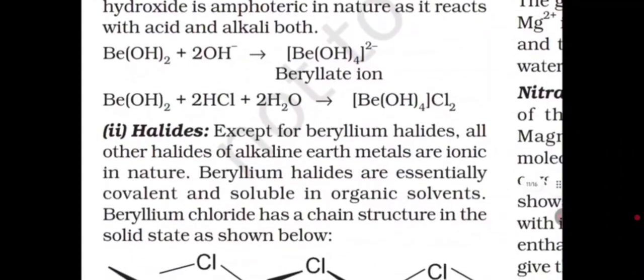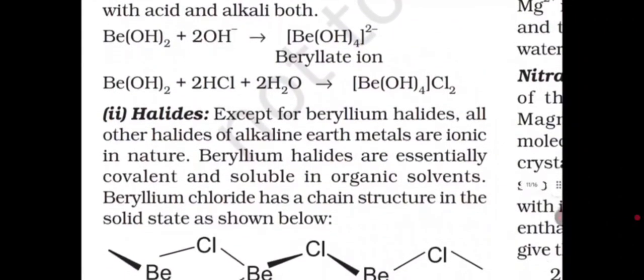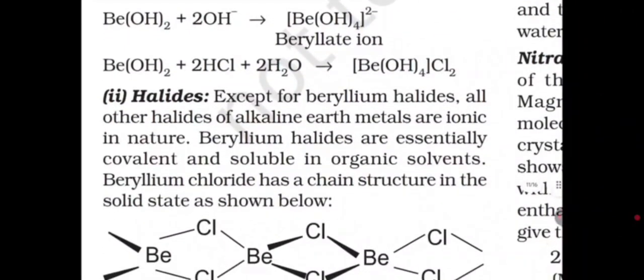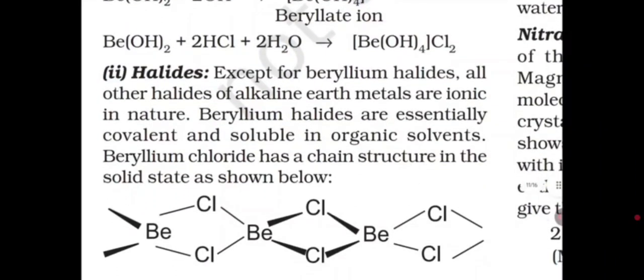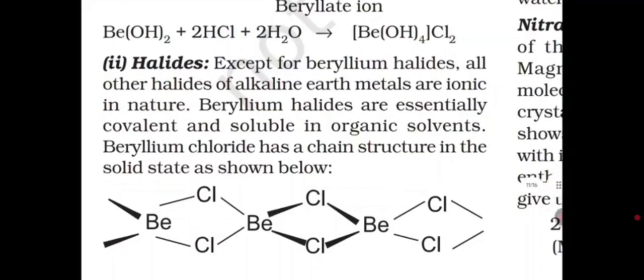Beryllium hydroxide is amphoteric in nature as it reacts with acid and alkali both. Be(OH)2 plus 2OH⁻ gives beryllate ion. Be(OH)2 plus 2HCl plus 2H2O gives [Be(OH)4] and Cl2.